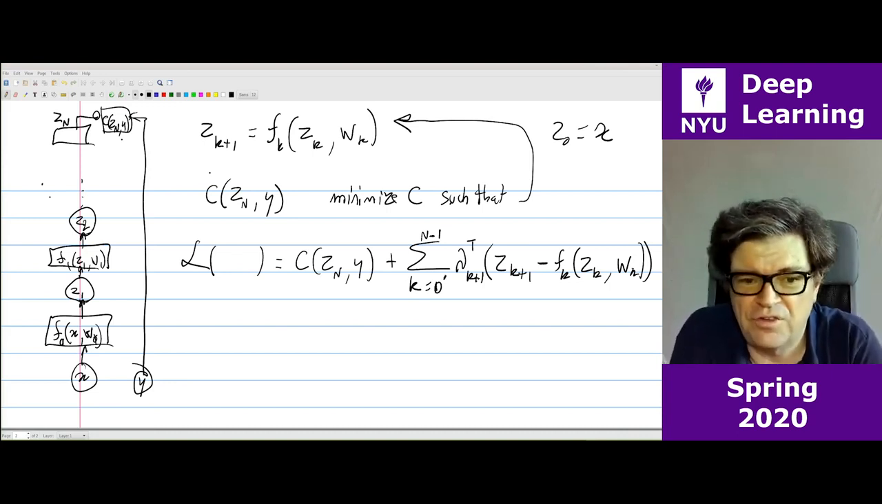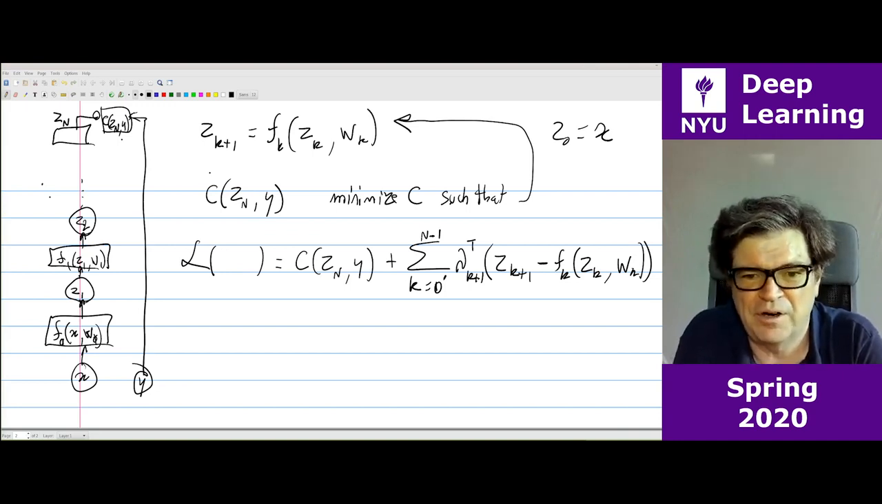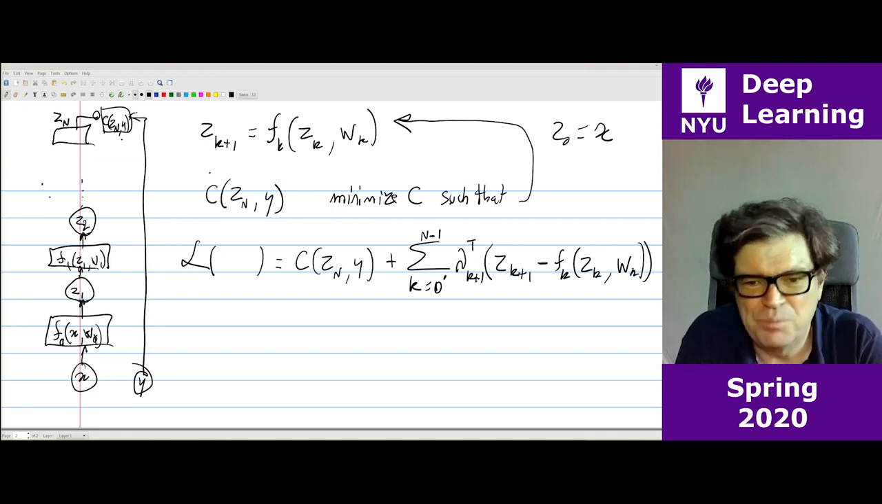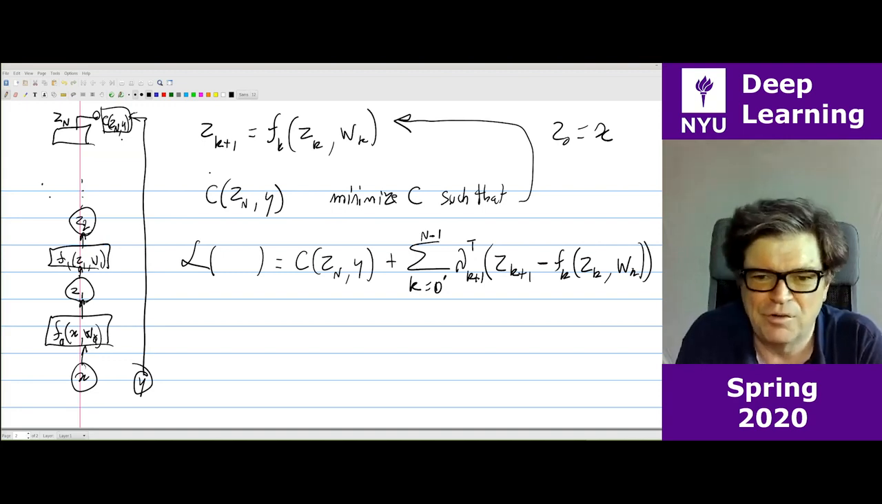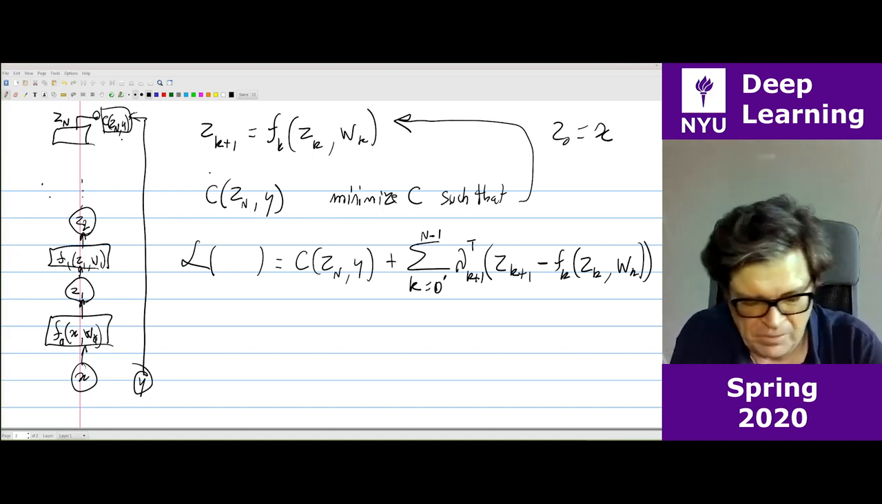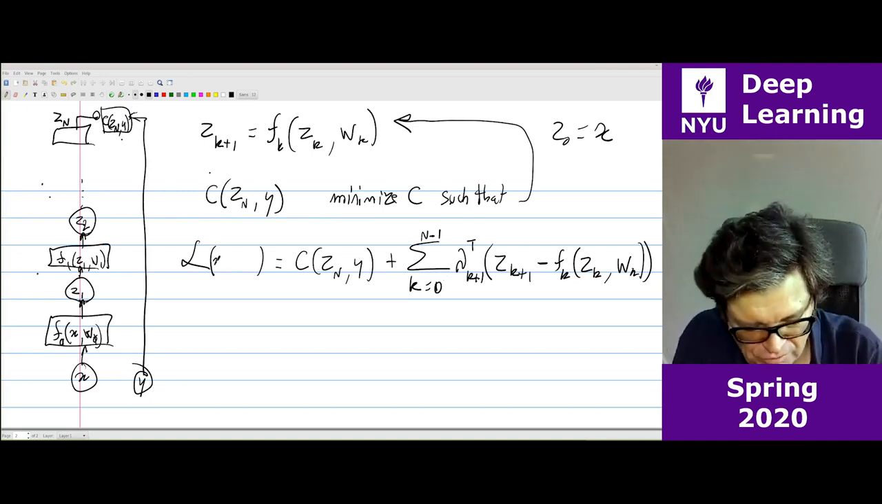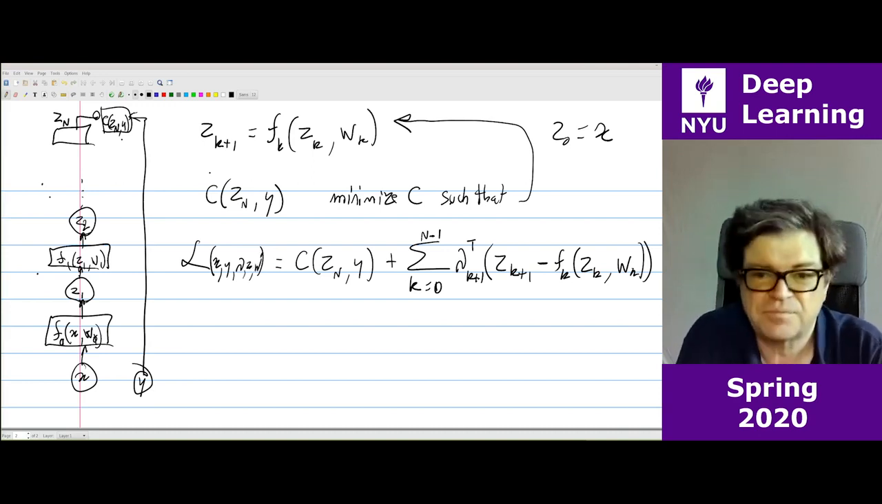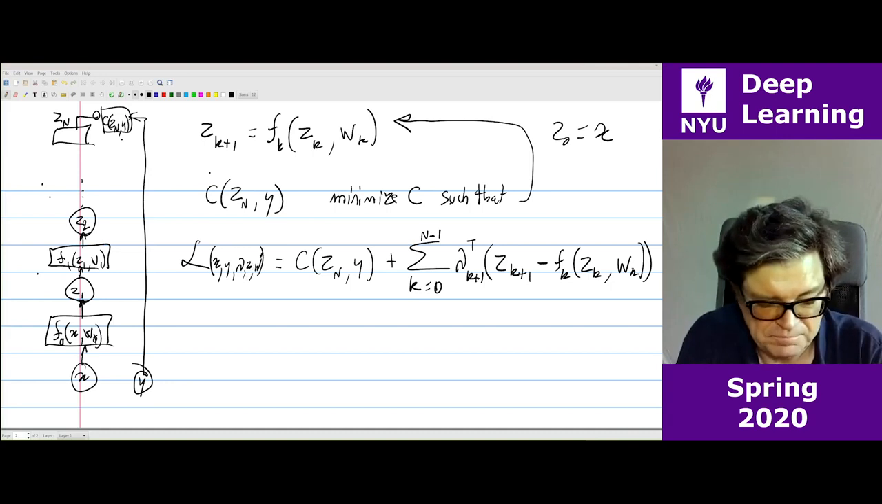Okay, so this is a Lagrangian formulation of my backprop problem, where basically I have an overall cost function and a bunch of constraints. The constraints are that the input to layer k is the output of layer k minus 1. So this Lagrangian is a function of x, y, all the lambda_k's, all the z's, and all the w's.